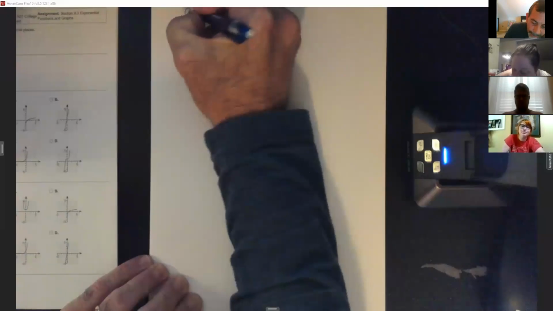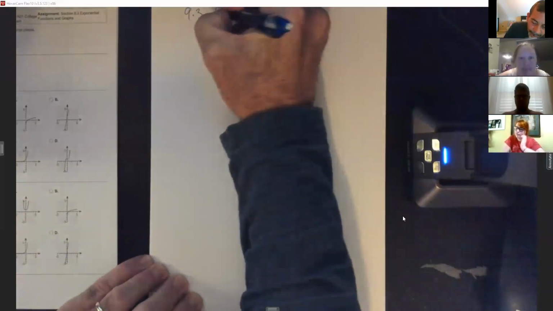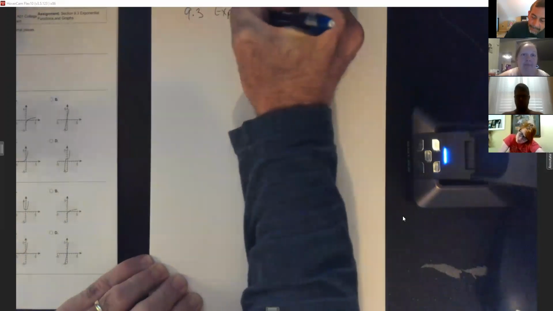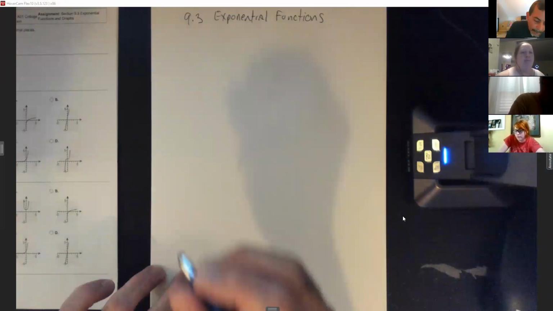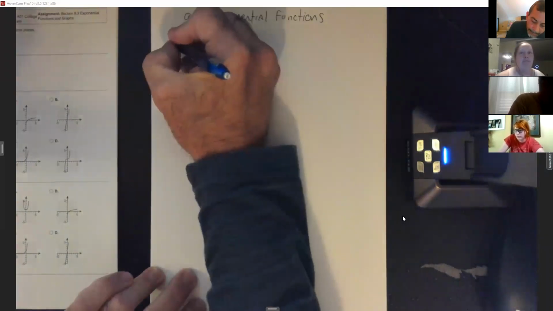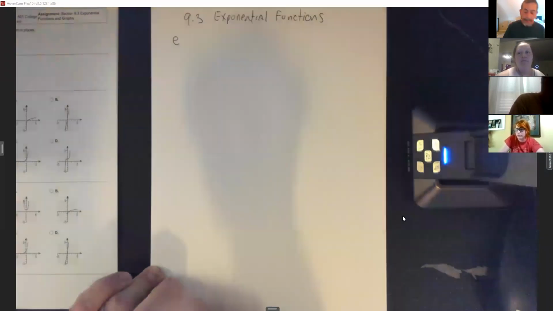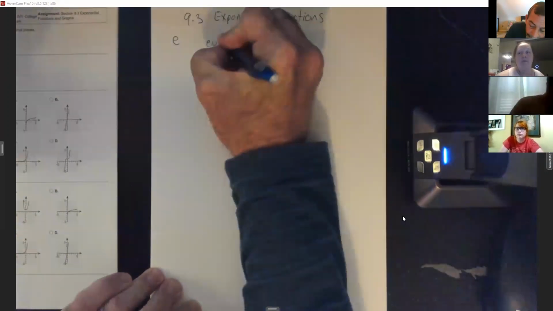All right, y'all, so 9.3 is gonna deal with exponential functions. All right, so the first thing they want y'all to do is get familiar with what we call Euler's number. So that's Euler's number.